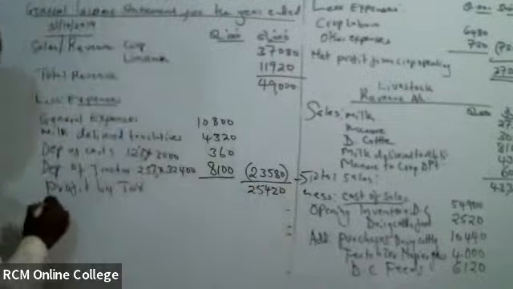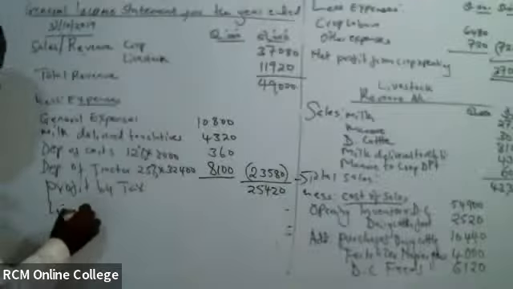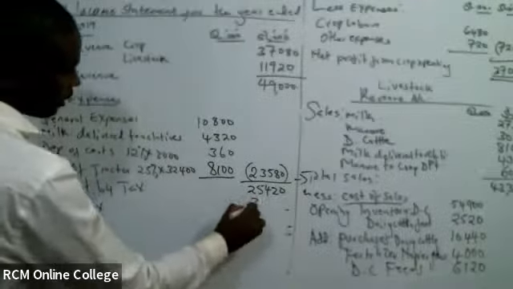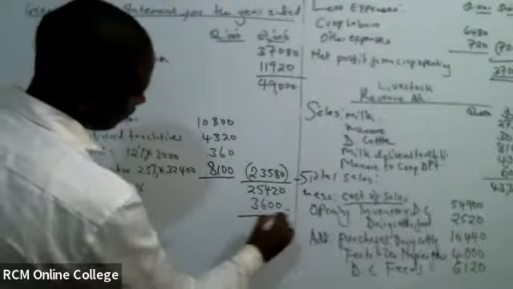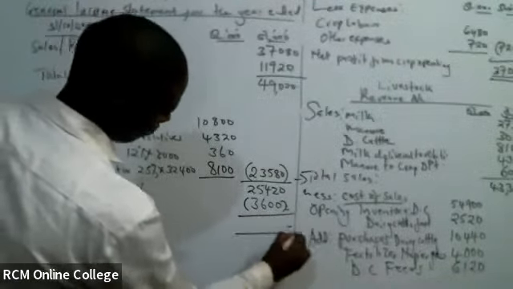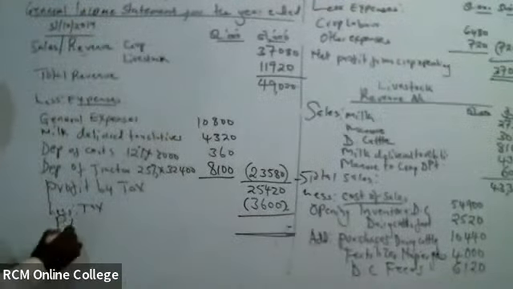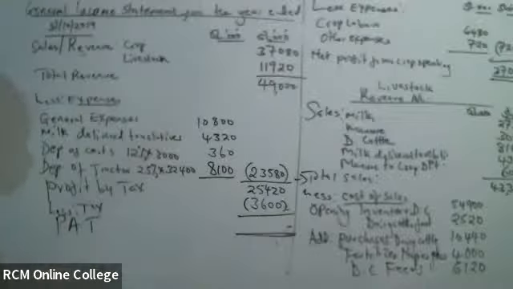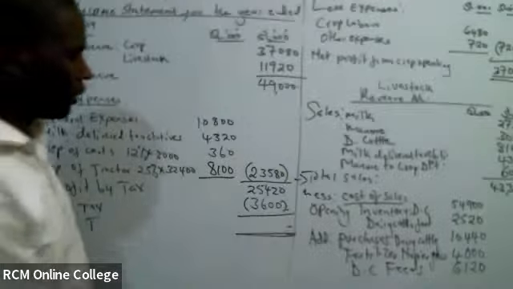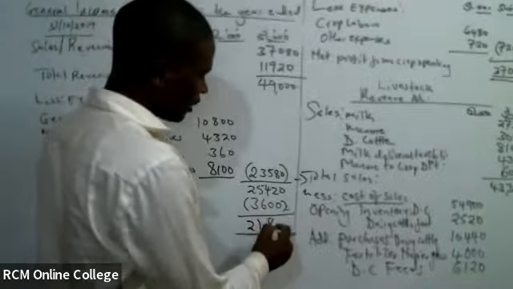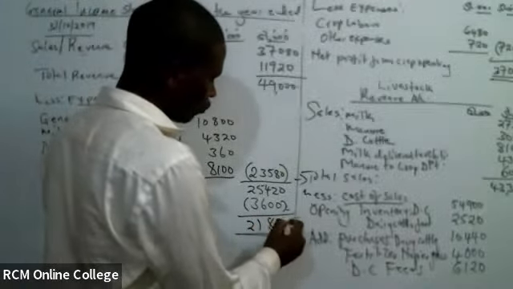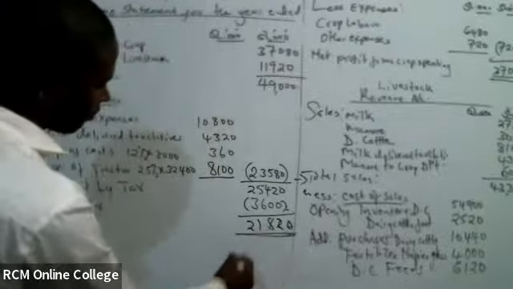25,420 less tax. Tax 3,600. So what is our profit after tax? Our profit after tax is 21,820. And we are done.